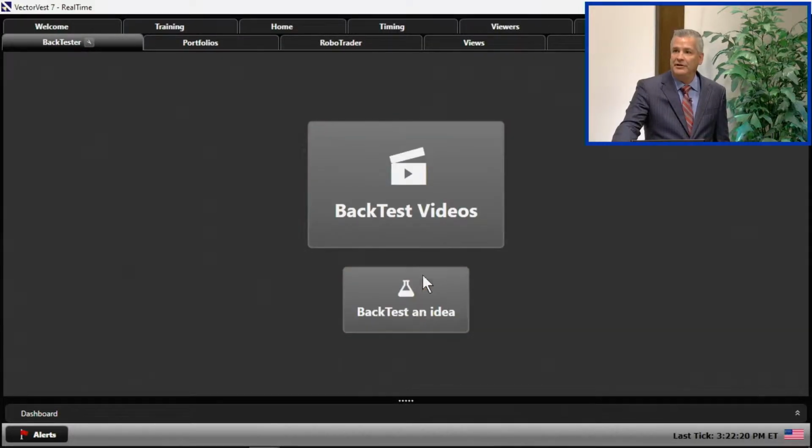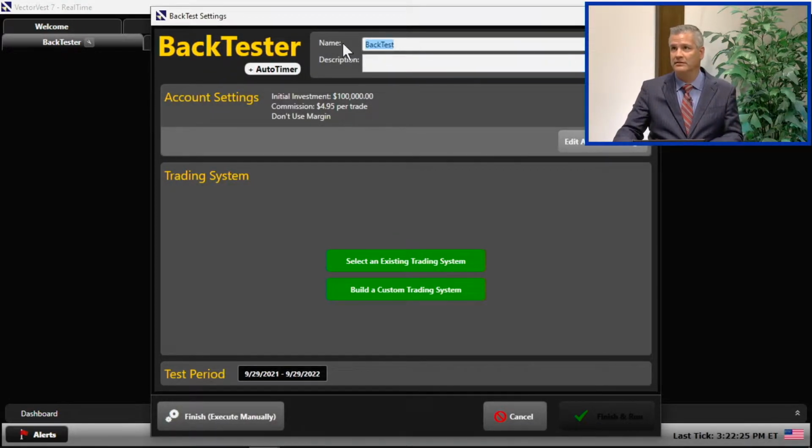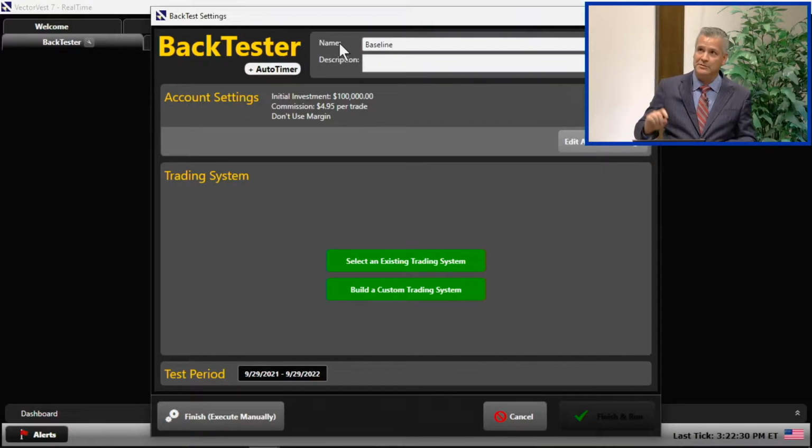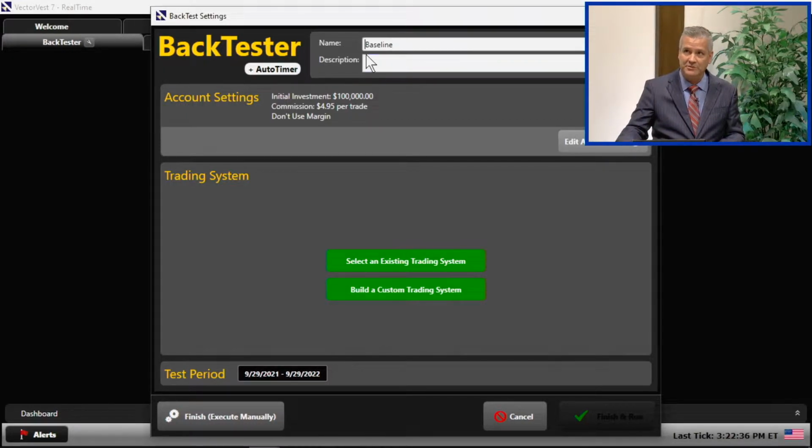Okay, I'm going to backtest an idea here. When I do that, we're going to call this baseline. You can also, if you prefer, just put the names of your strategies in there. And in fact, I'm going to go ahead and do that, just to make things real simple. So we're going to put prudent performers and Hindenburg stocks. Oh boy, I don't know if I can spell Hindenburg.